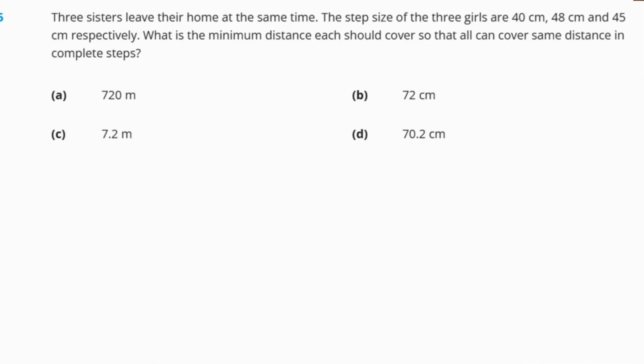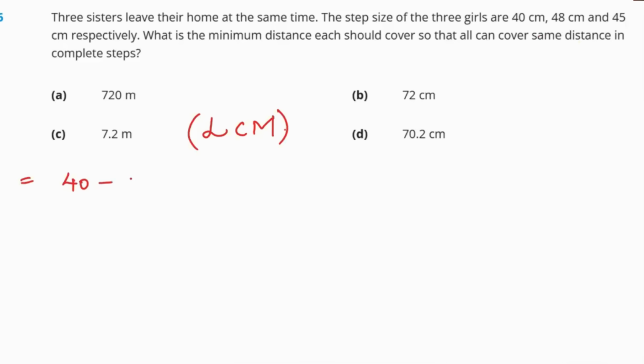In this case, what we can find is the LCM, that is the least common multiple. If we find the least common multiple of these three, 40, 48, and 45, we will get the minimum distance that the three girls should cover so that all can cover the same distance in complete steps. Here we will write the multiples of all these three numbers. Then out of that, we will find the least common multiple. First, for 40.